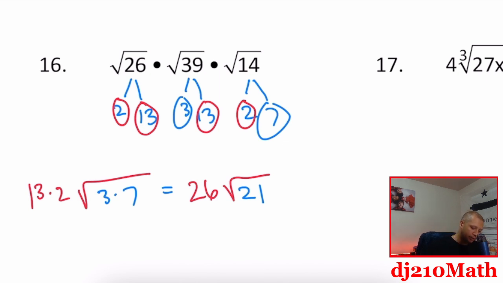The reason I can do this is because if you multiply 26 times 39 times 14, they're all going to be under the same big square root. So you can factor them now, basically.